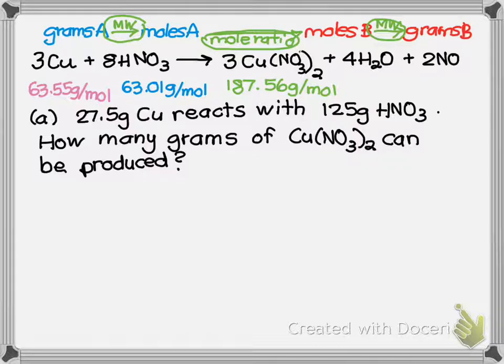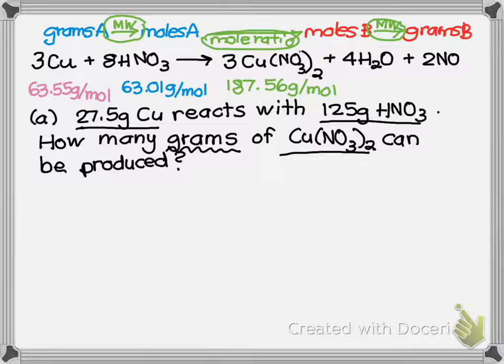So let's go ahead and take a look at our problem, see what kind of questions we can answer from this. In this question, we're given 27.5 grams of copper reacting with 125 grams of nitric acid, and we're trying to find the grams of copper 2 nitrate. So look here, we're going from units of grams to grams, so it's going to take 3 steps.